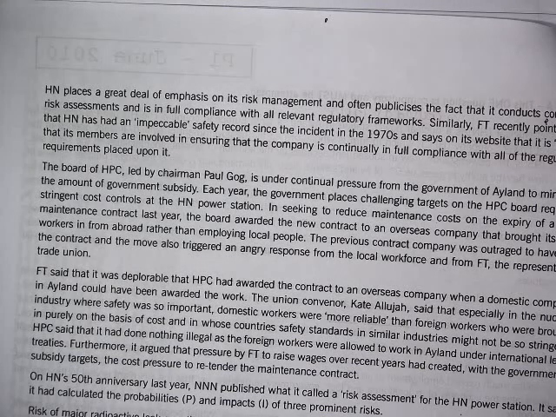Now, on the 50th anniversary last year, NNN, what is it? No nuclear now. I don't know whether you still remember. NNN published what is called a risk assessment for HM power station. It had calculated the probabilities and the impact of three prominent risks.